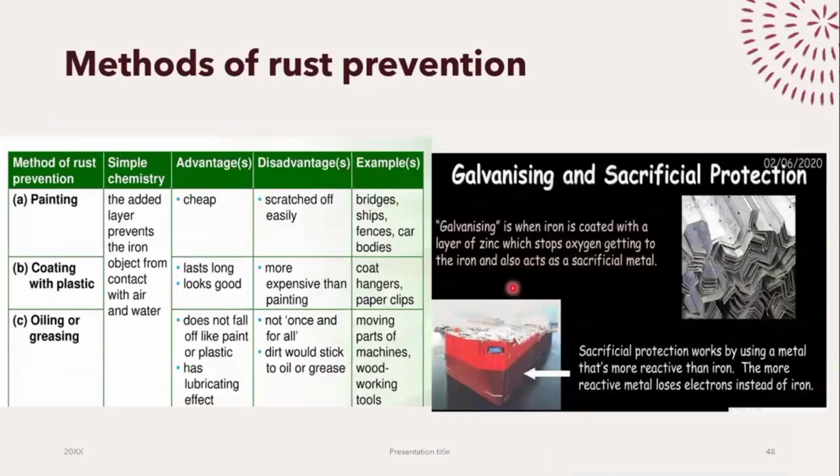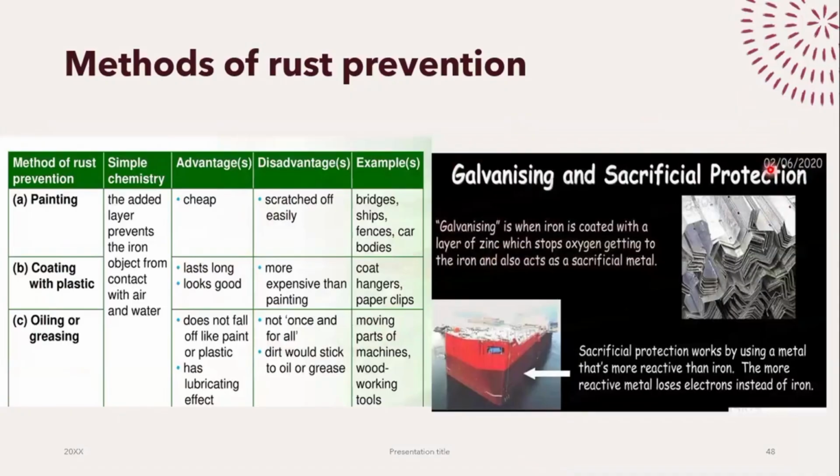Now, another really important thing is the methods of rust prevention. Again, I'm just letting you know the really important points that you guys need to go ahead and study. Two major methods are galvanizing and sacrificial protection. The reason I wanted to go over it with you guys is because they're quite similar to each other. So what's the difference? First of all, what is it?